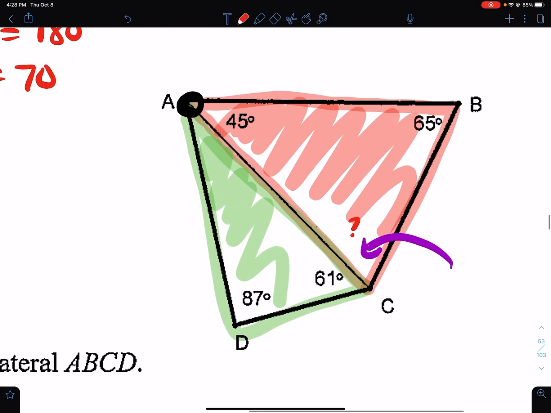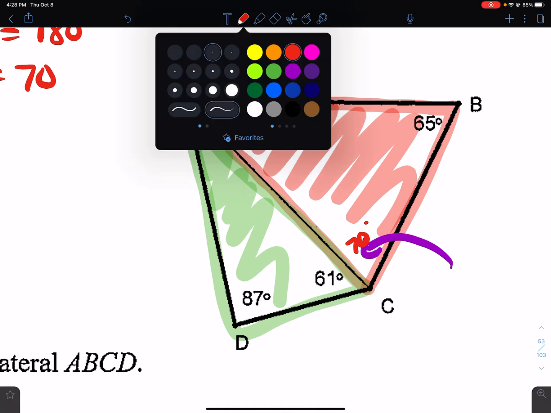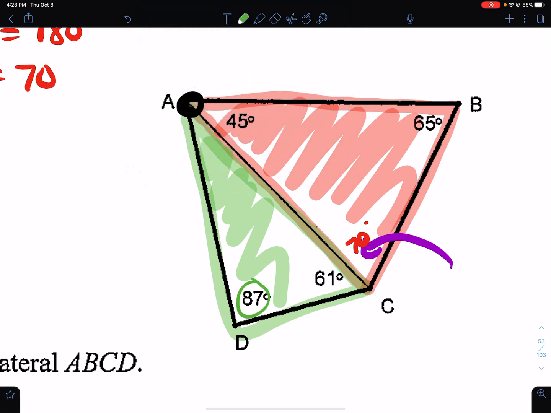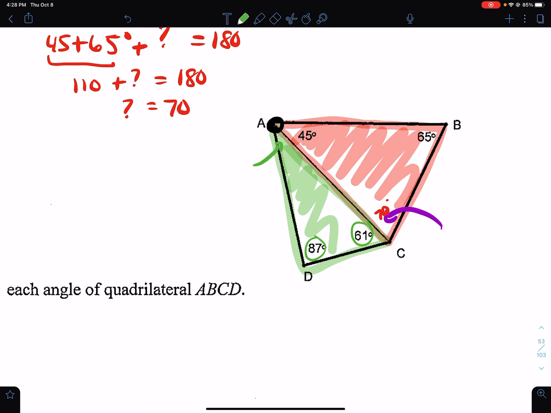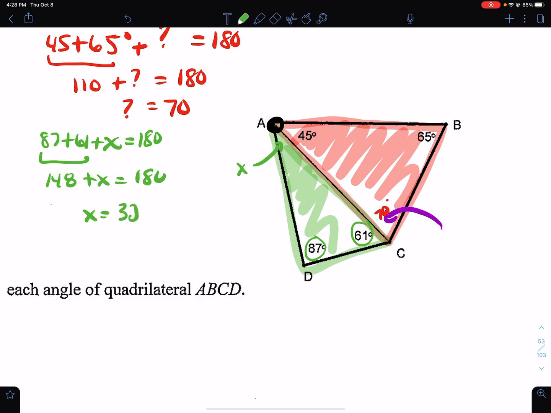So let's go label that 70. I'm going to get rid of the question mark. And we could do the same thing for that green triangle too. This angle is 87, that one's 61. So what has to be left right there, which I'm just going to call x for a moment? I know that 87 plus that 61 plus x should equal 180. So again, when I add these two together, what do we get here? 148 plus that missing angle. So that missing angle must be 32 degrees.